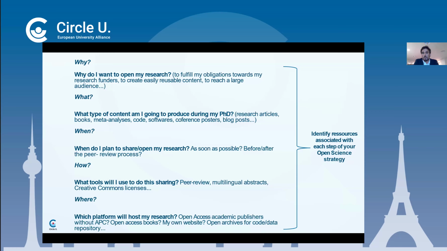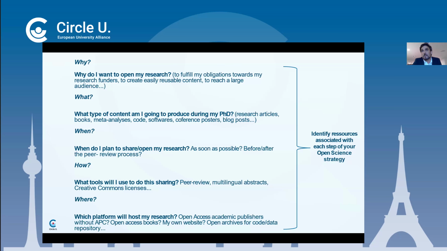When should we share open research? Well, I said as soon as possible, while still trying to take into account both regulation and ethical policies in place. How to publish, what tools could be used to do this sharing? So we've been discussing peer reviewing in open access.